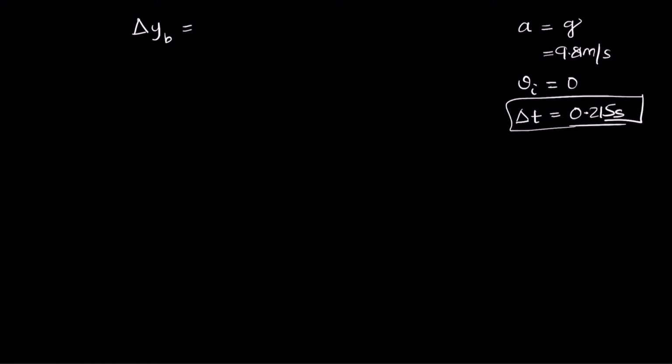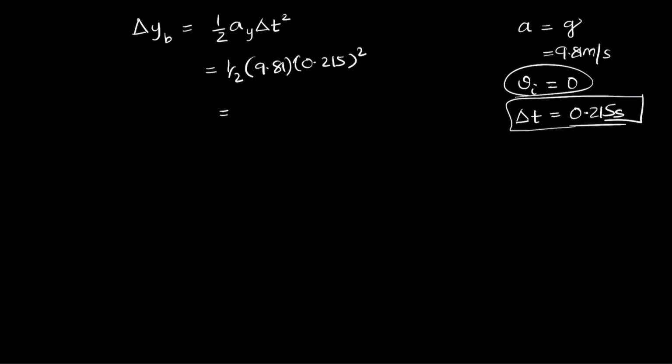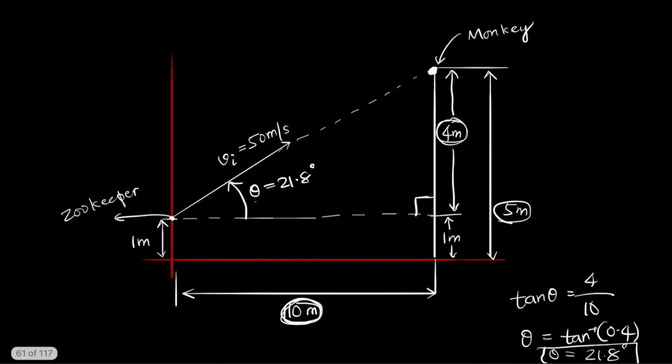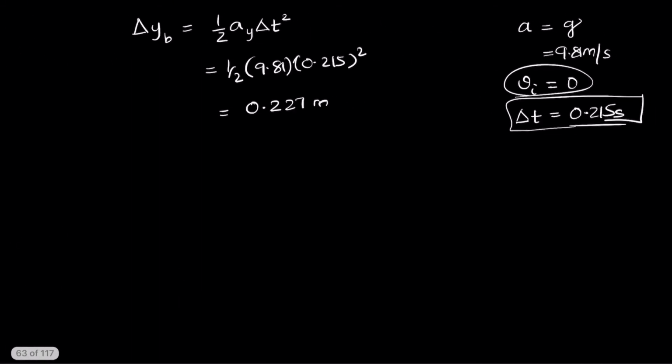So from this, delta y becomes vi times delta t plus half a times delta t square. So vi is already 0, so it becomes half ay times delta t square. Half times ay, 9.81, times delta t, 0.215, square. So that distance becomes 0.227 meters. Now notice that the distance it has traveled from here until here, in that amount of time, is 0.227 meters. Because it's traveling downwards, let's consider this distance negative.